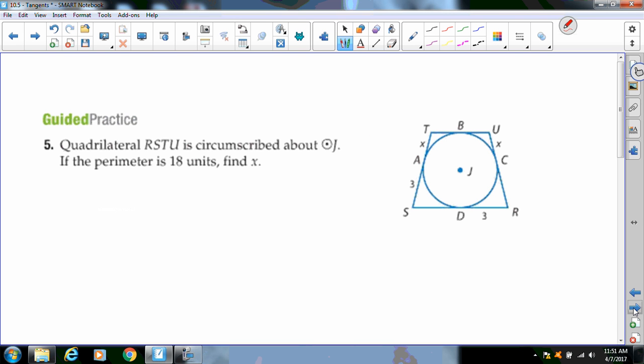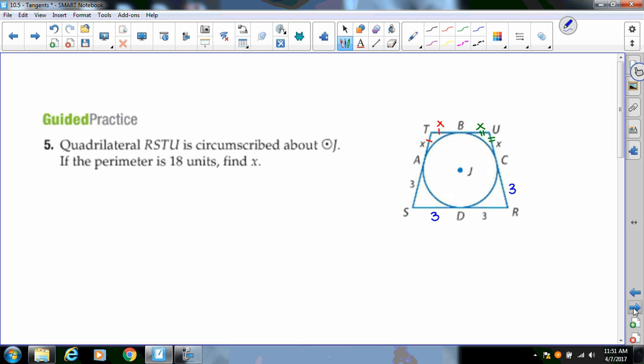So that's going to be what we use to solve this last example. It says quadrilateral RSTU is circumscribed about circle J. So that means those are all tangent lines. If the perimeter is 18 units, find x. Okay, so that means AT and TB are tangent lines, both coming from T. They're congruent. That makes that side x. Same over here, BU and UC, they're congruent. Makes that x. And so on, DR and RC would make that 3. SA and SD would make that 3.